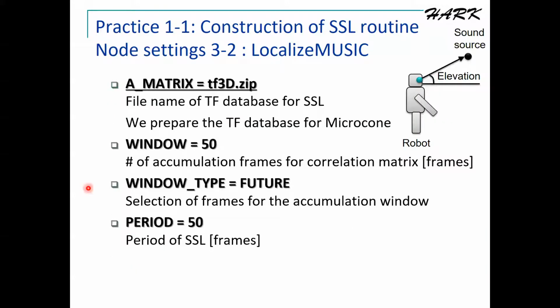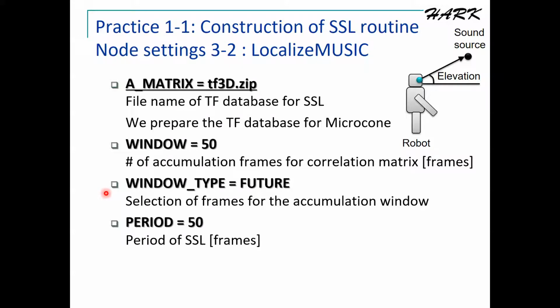Next, we have to specify the transfer function here. In this practice 1-1, we use tf3d.zip. The window parameter means the number of frames used to calculate the correlation matrix. Because in the MUSIC method, the correlation matrix should be estimated. How many frames are used to estimate the correlation matrix should be specified here.